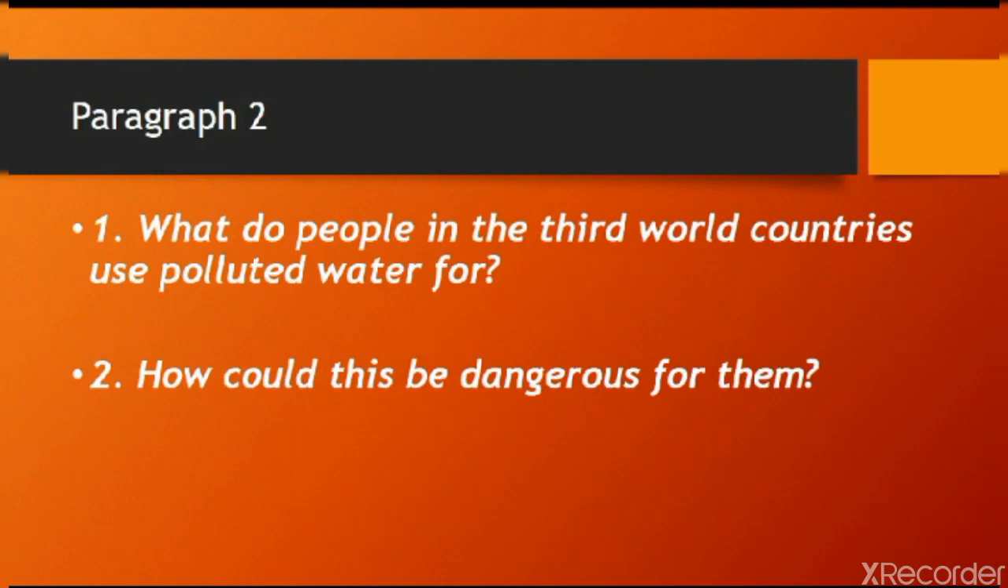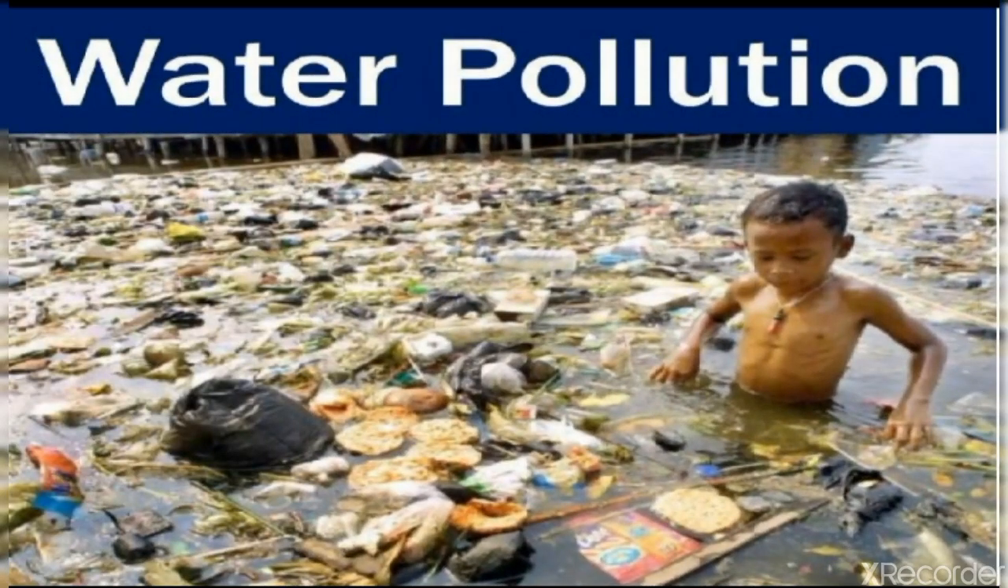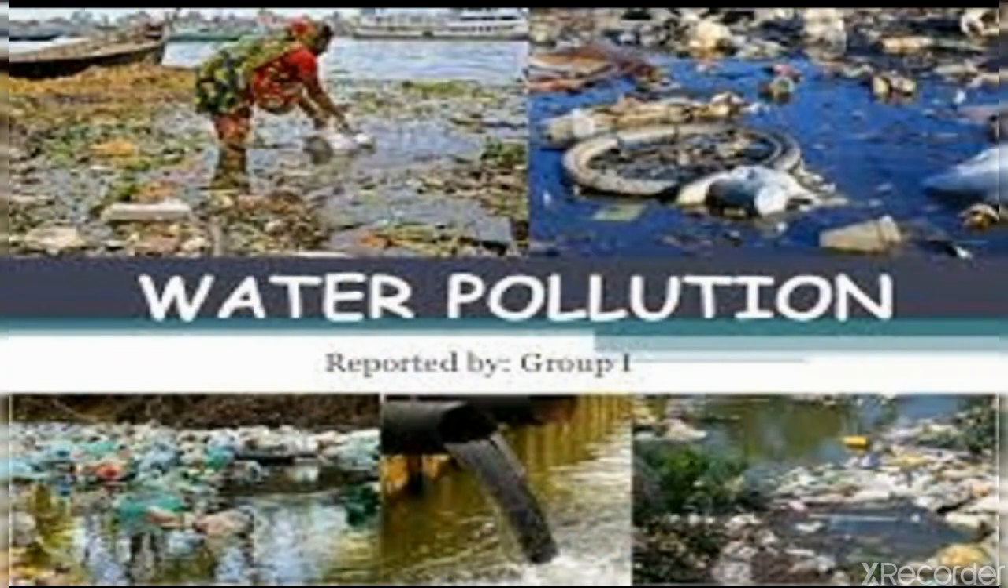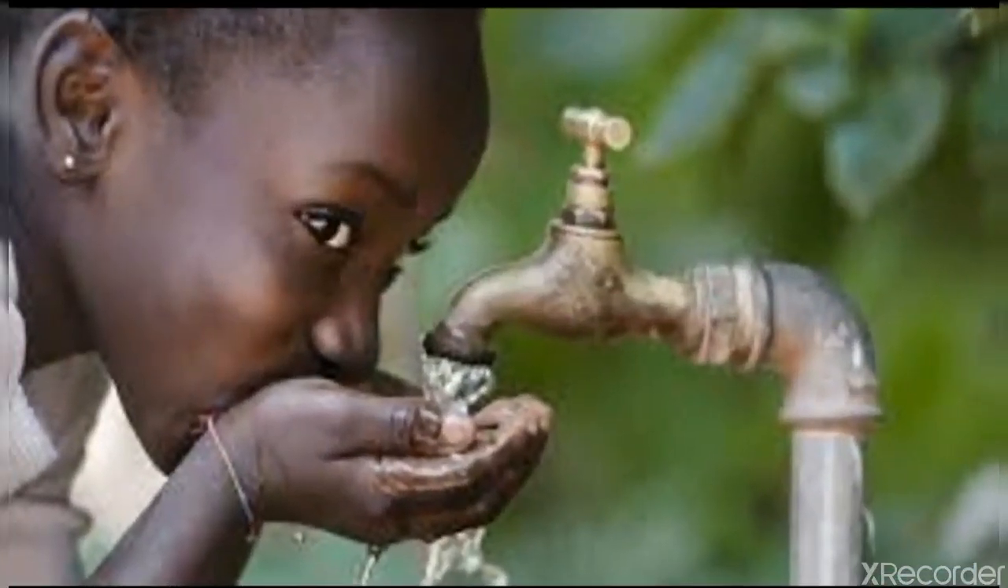According to paragraph 2, what do people in the third world countries use polluted water for? How could this be dangerous for them? Water in many third world countries is contaminated with toxic chemicals, also known as toxins. The World Health Organization estimates that 1.1 billion people have little or no access to clean water.